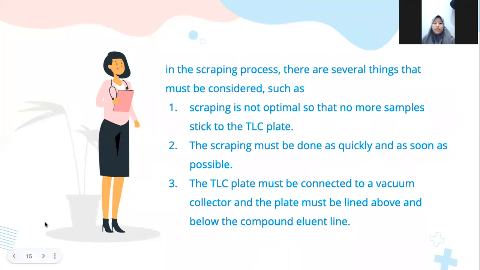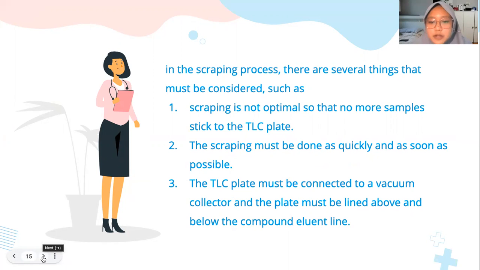And next will be presented by my friend. So in the scraping process, there are several things that must be considered. First, scraping must be optimal so that no more sample sticks to the TLC plate. Second, the scraping must be done as quickly as possible. Third, the TLC plate must be connected to a vacuum collector and the plate must be lined above and below the compound eluent line.